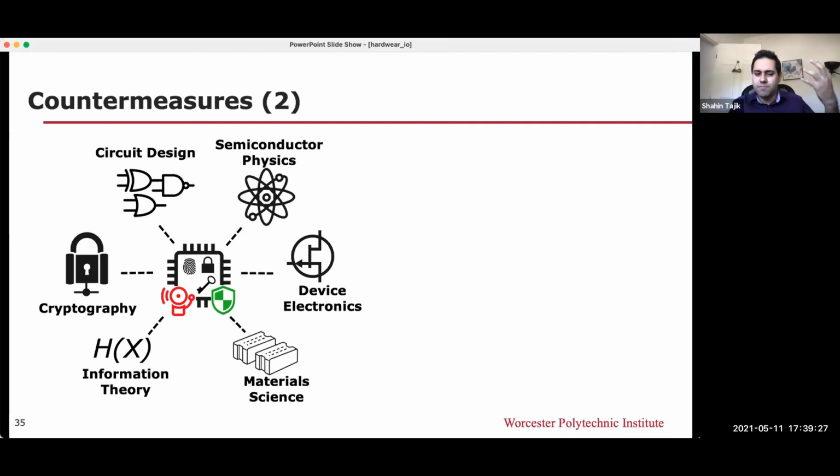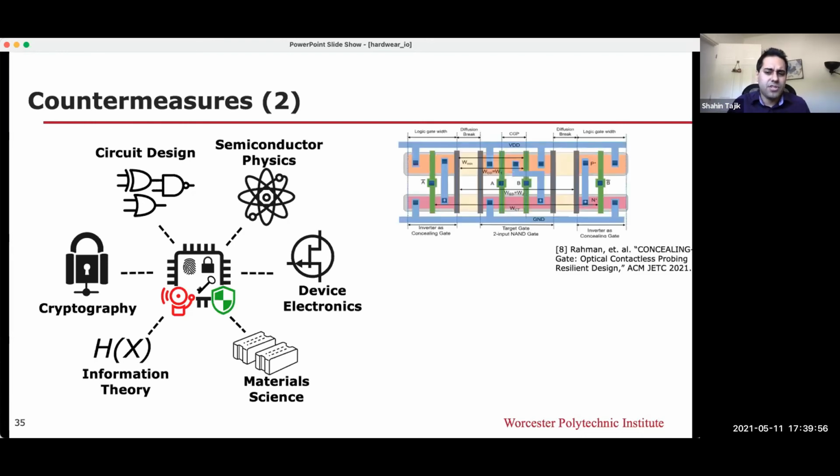Traditionally, information theory and cryptography, like masking schemes, help a little bit, but you saw that more advanced techniques can still break them. Maybe you should go to device electronics and material science to see how you can change the next generation of chips, with materials which do not react so much to optical techniques. You probably need to understand your circuit design a little bit, add randomness, etc. Everything together to have better countermeasures.